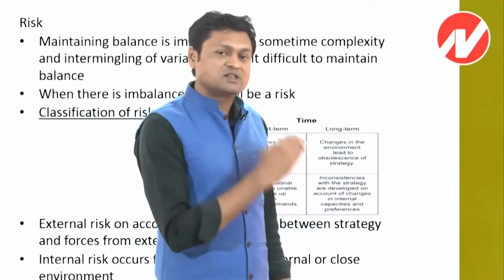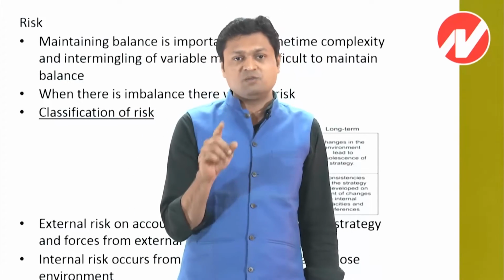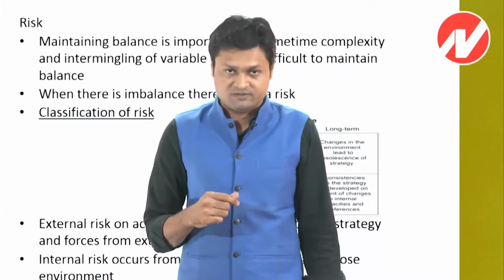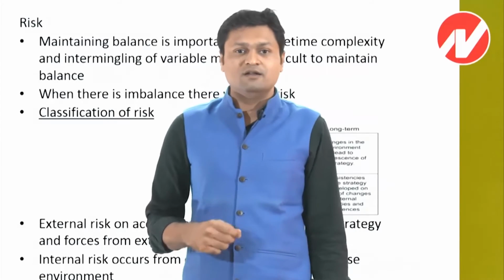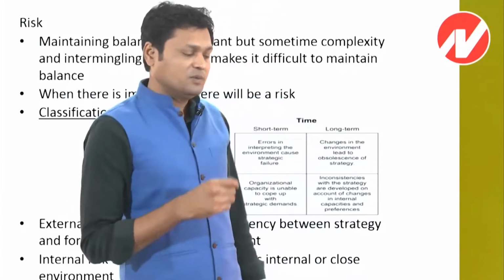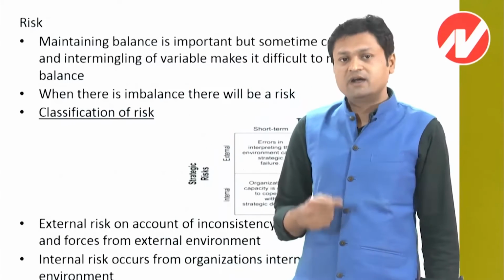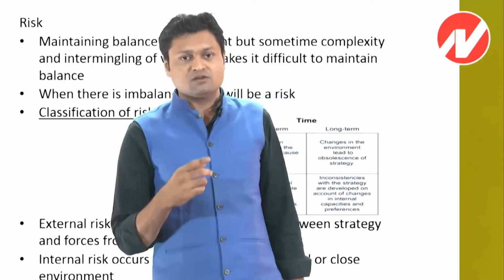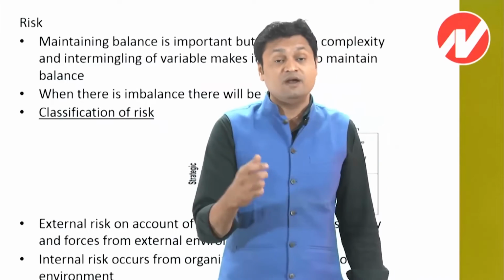When I talk about the external risk which is short term, it is because of the external environment change or external environmental factor, right? So two things. First, you have made an error. If you have made an error in the prediction of the external environment, and if you have created a strategy on the basis of that erroneous prediction, then there is going to be an imbalance, and this is what? Short term, because you have made the error.